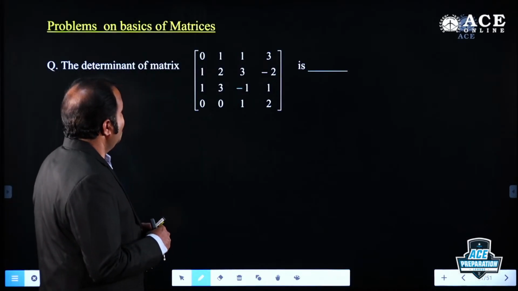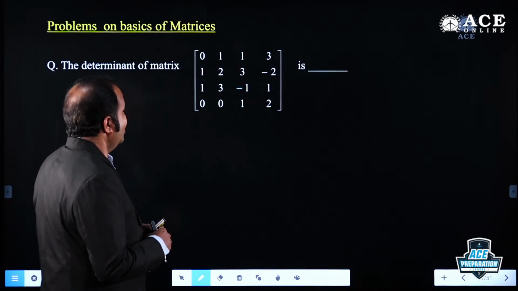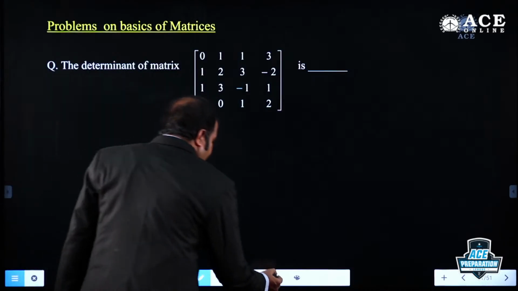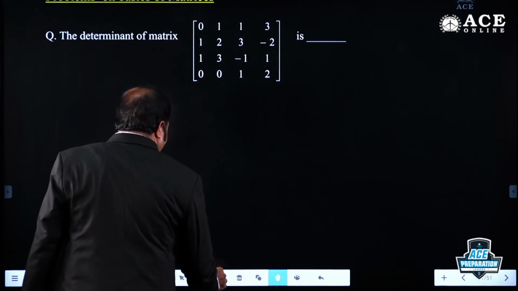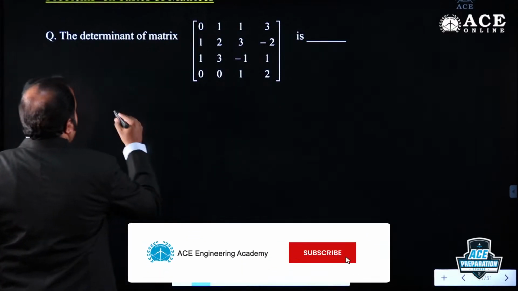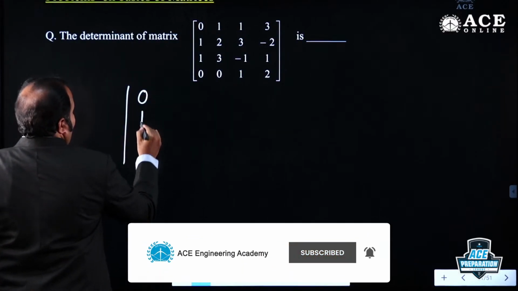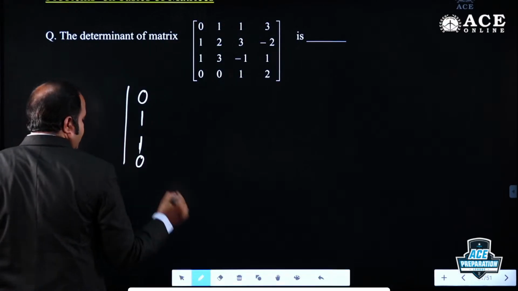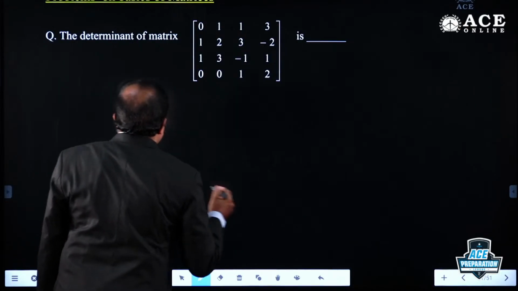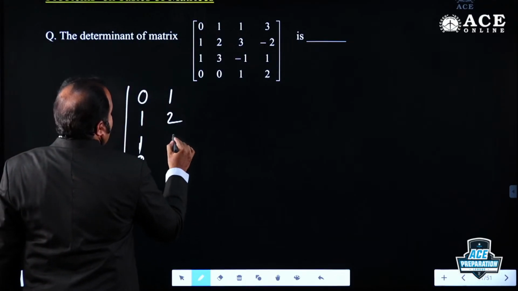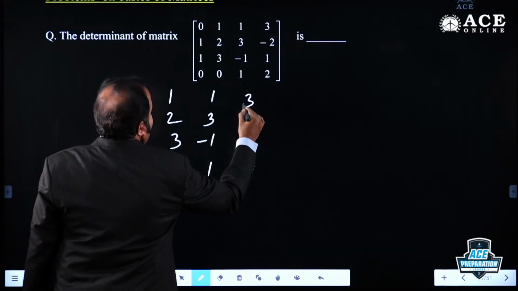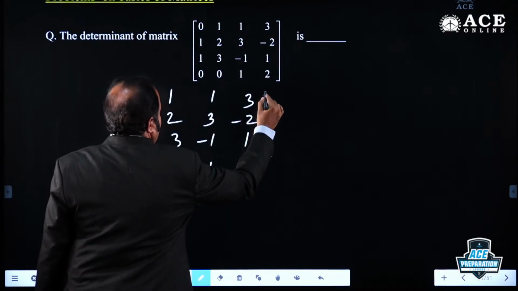What is the matrix here? 0, 1, 1, 3; 1, 2, 3, minus 2; 1, 3, minus 1, 1; 0, 0, 1, 2. So it's a 4 by 4 matrix. Look at how we find the determinant of this 4 by 4 matrix. So 0, 1, 1, 3; 1, 2, 3, minus 2; 1, 3, minus 1, 1; 0, 0, 1, 2.